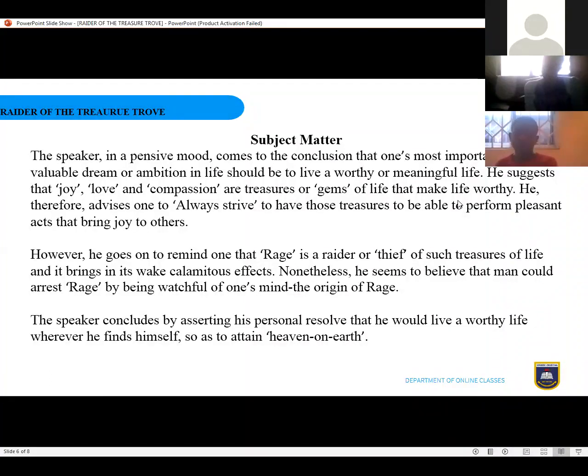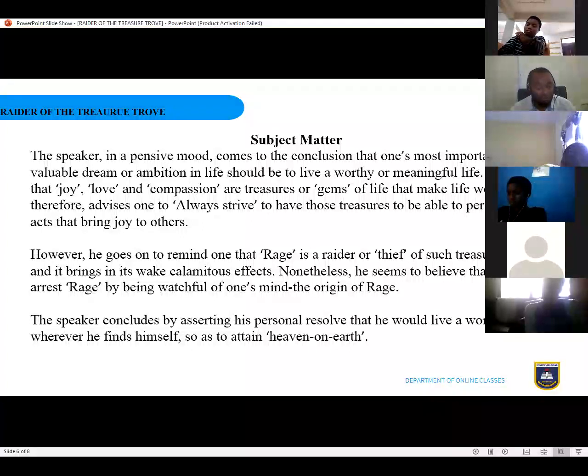Now, why is the poet saying that we should strive? You see, in order to have these things, one must strive, because joy doesn't just come, love doesn't just come. You must make the conscious effort to make sure that you have these treasures of life, because once you have these treasures of life, it makes your life meaningful. Now, he therefore advises one to always strive to have these treasures to be able to perform pleasant acts that bring joy to others. Now, it doesn't bring joy to you alone, but joy to others.